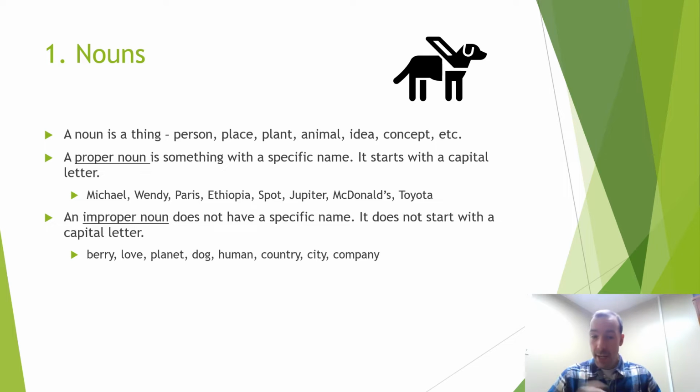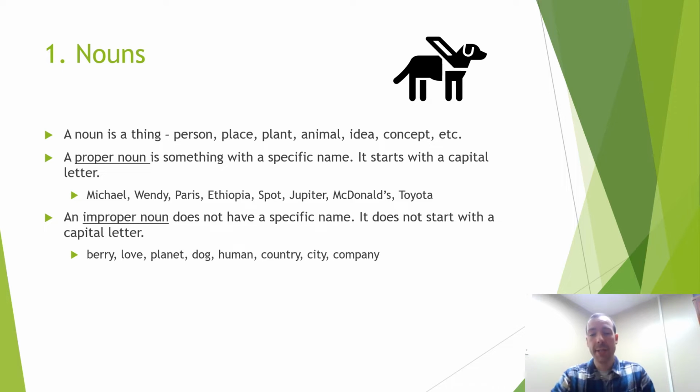There's a couple different types of nouns. A proper noun is something with a specific name, and that always starts with a capital letter. So when we're talking about people, if we're referring to a specific person with a name like Michael or Wendy, they start with a capital letter. A specific place with a name like Paris, a city, or Ethiopia, a country, those are proper nouns. They start with a capital letter. The name of your pet, a specific planet like Jupiter, a company like McDonald's or Toyota. Anytime it's a specific noun with a name, that's a proper noun.